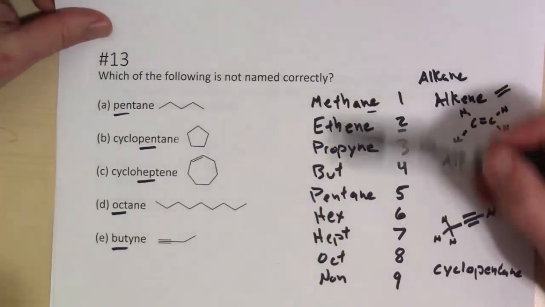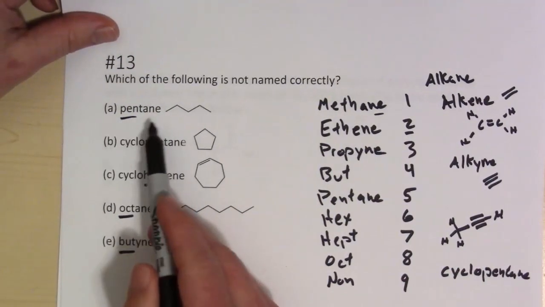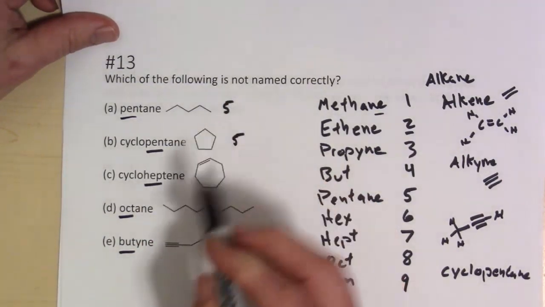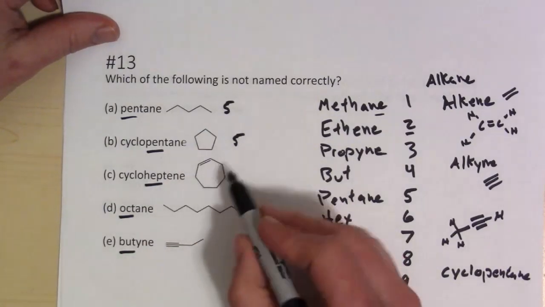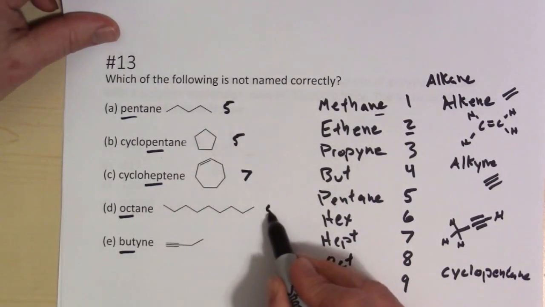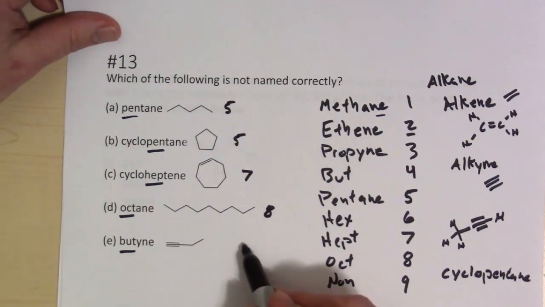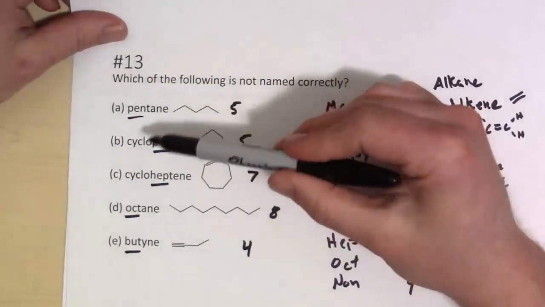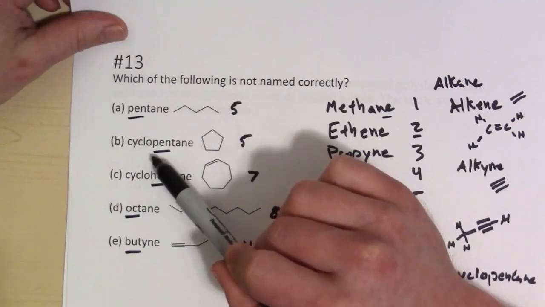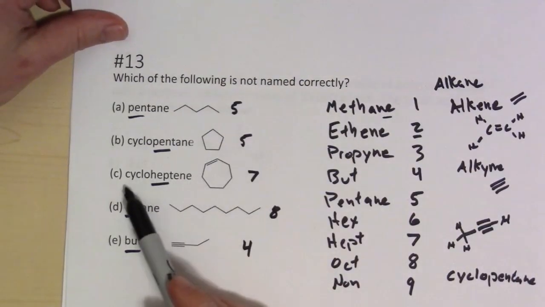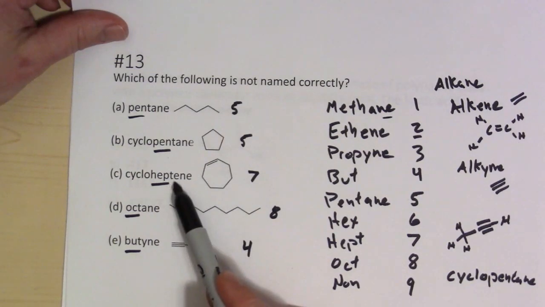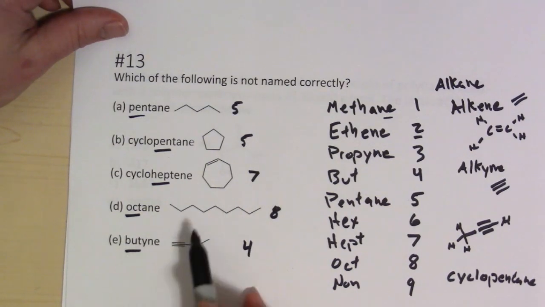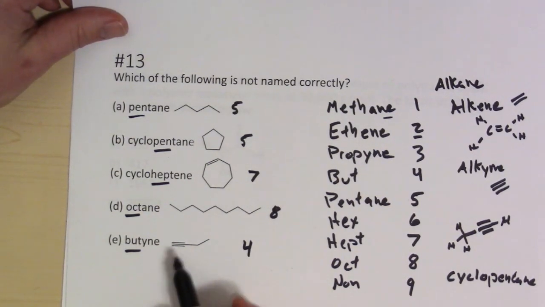So we'll look first at the prefixes for each. So here we have pentane, so that should be 5 carbons. Cyclopentane should also have 5 carbons. Cycloheptene should have 7 carbons. Octane should have 8 carbons. And butane should have 4 carbons. And that's just going with each of the prefixes that we see here. So the cyclopentane, the cyclo prefix indicates that this is a cyclic molecule. Cycloheptene, it's cyclic and it has this alkene. Octane is just a straight chain alkane. And butane has the triple bond here because it's an alkyne.